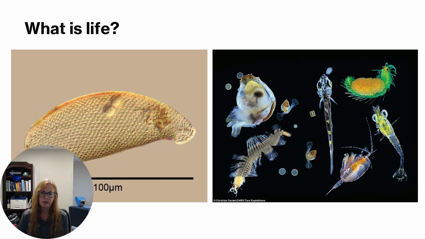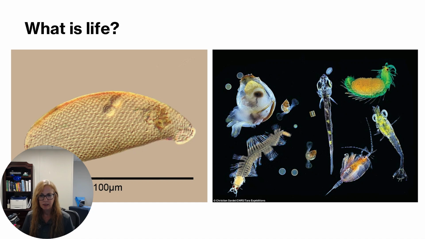The first is that all living organisms consist of cells, and the cells all have an outer membrane. So whether it's a plant cell, even though it has a cell wall, it still has an outer membrane. On the left of this image, you're seeing an amoeba. An amoeba is a single-celled organism, so it does consist of cells. All living organisms consist of cells.